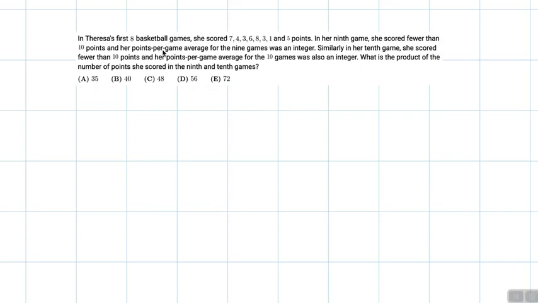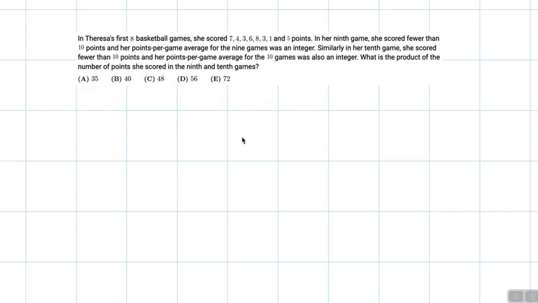In Teresa's first 8 basketball games, she scored 7, 4, 3, 6, 8, 3, 1, and 5 points. In her 9th game, she scored fewer than 10 points, and her points per game average for the 9 games was an integer. Similarly, in her 10th game, she scored fewer than 10 points, and her points per game average for the 10 games was also an integer. What is the product of the number of points she scored in the 9th and 10th games?